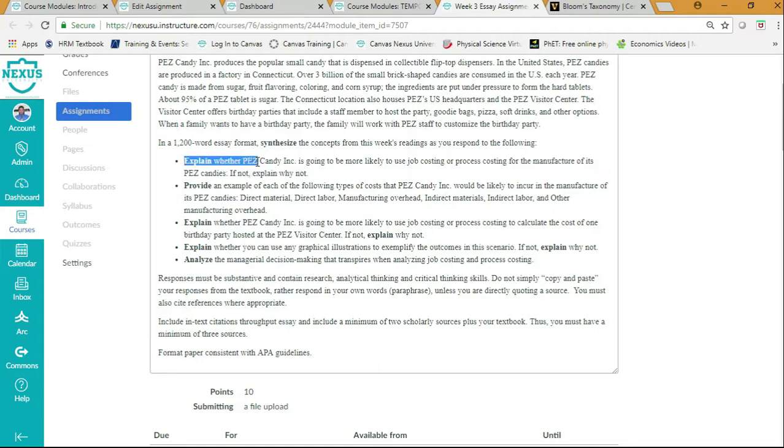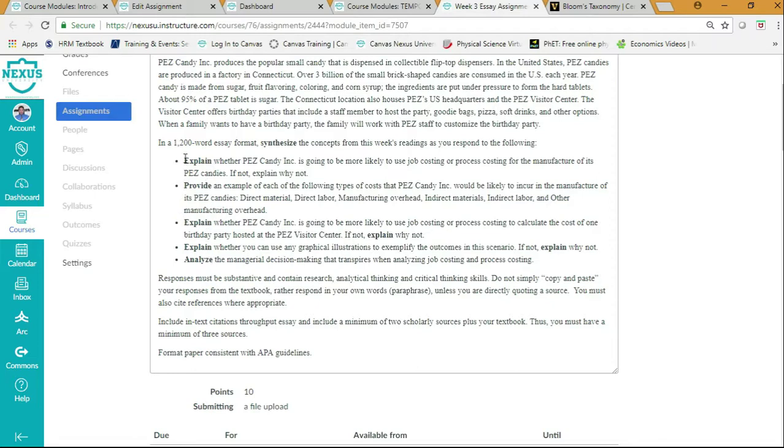They're supposed to explain whether PEZ Candy Incorporated did something. They're supposed to provide an example. They're supposed to explain something about PEZ candy. And they're supposed to explain whether or not something by illustration here. And they're supposed to analyze something here as well. So here are the instructions for this assignment.